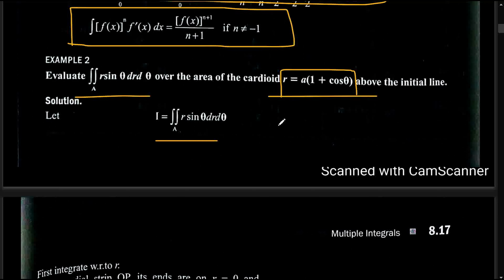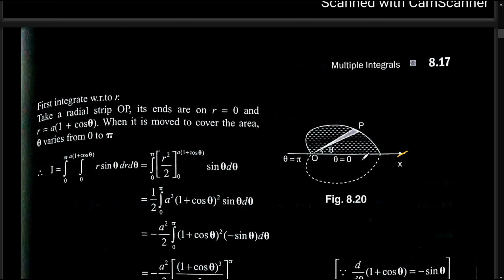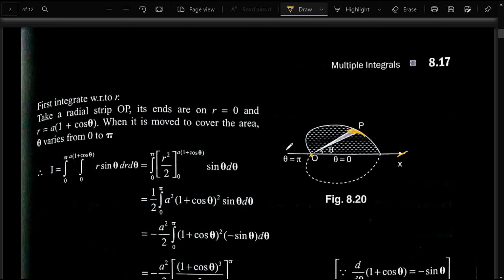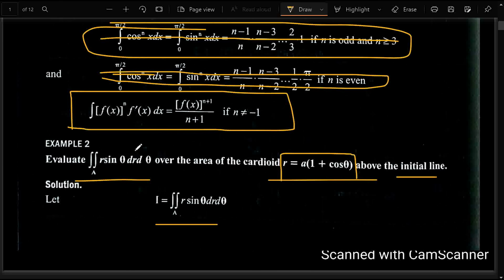So this is the given equation, a cardioid, and we want the area of the cardioid above the initial line. This is the initial line, and above it is the pole. We start from the pole and go to the cardioid, so r goes from 0 to the equation of the cardioid. As I said before, here we deal with theta and r. Theta goes from 0 to 180 degrees, that is pi, and the integrand is r sin theta as given.